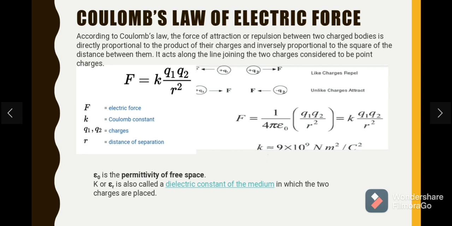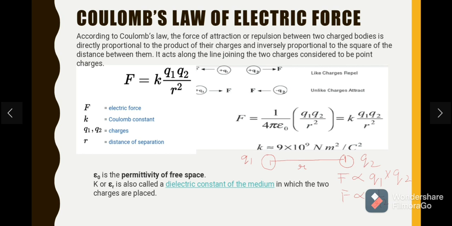Okay, so suppose these are two charged particles, q1 and q2, and there is some distance r between their centers. Fine. So this law states that the force exerted between the two particles is directly proportional to the product of these charges, and this force is inversely proportional to the square of the distance between their centers. Fine.